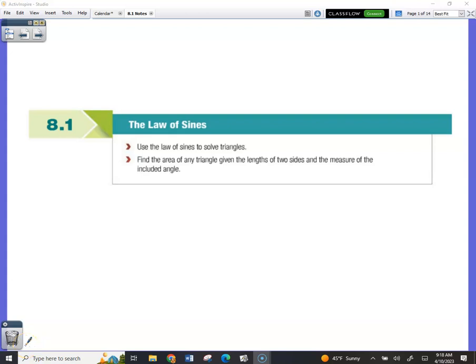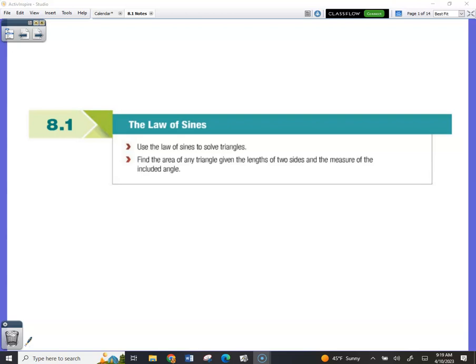in Chapter 8. Chapter 8 involves solving triangles for all the different lengths and angle measures. This is one of my favorite chapters because if you go back to geometry, you remember how you would solve a right triangle? You would find the three missing sides and find the three missing angles. Or not three missing, because if it's a right triangle, one of the angles is what? 90. But you find the two missing angles, right?